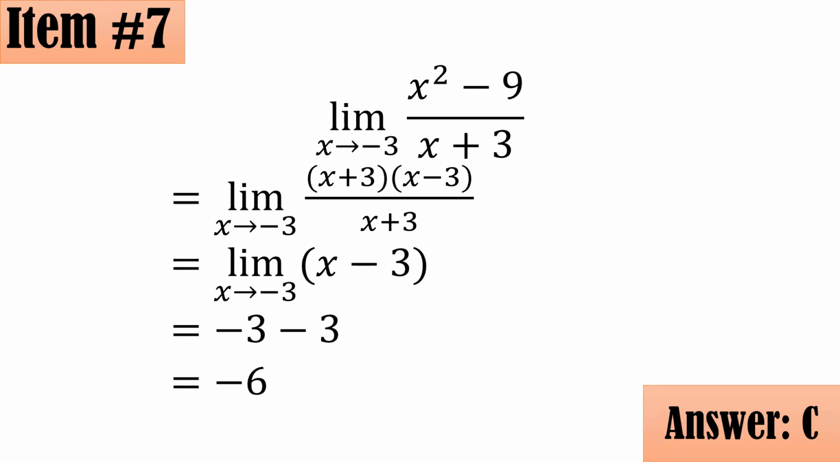That's why, using L'Hopital's rule, it became 2x over 1, or simply 2x. And if you substitute x by negative 3, 2 times negative 3 is still negative 6. So you could choose factoring. You could use factoring, or you could also use L'Hopital's rule. Okay, thank you po. Number 8.